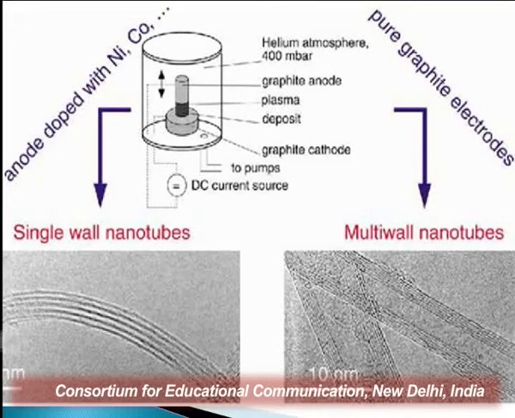On the top the graphite works as an anode, and on the bottom the graphite works as a cathode, and in between the anode and cathode we have the plasma generated. Sometimes we use a dopant if we are preparing the single wall carbon nanotube, and high temperature is maintained inside the chamber to prepare the carbon nanotubes.